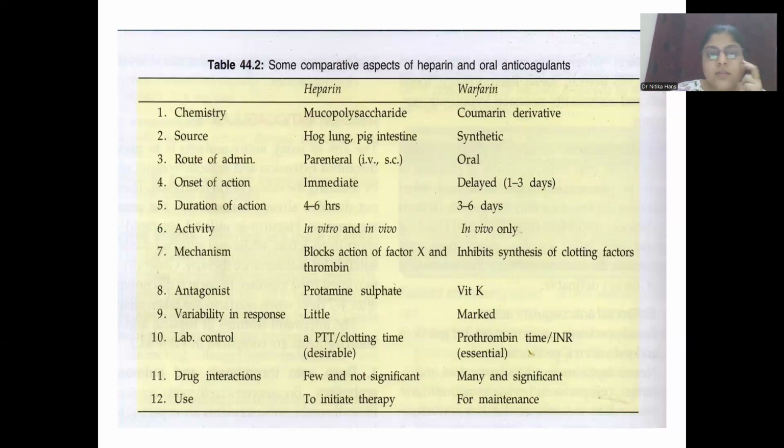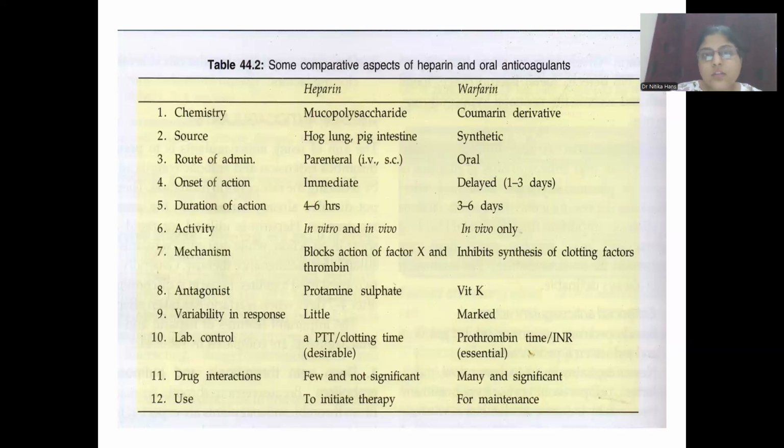Variability in response is little in heparin and it is marked with warfarin. Lab control for heparin is seen by activated partial thromboplastin time or clotting time. And warfarin lab control is seen by prothrombin time or international normalized ratio. Drug interactions are fewer with heparin, but many and significant with warfarin.